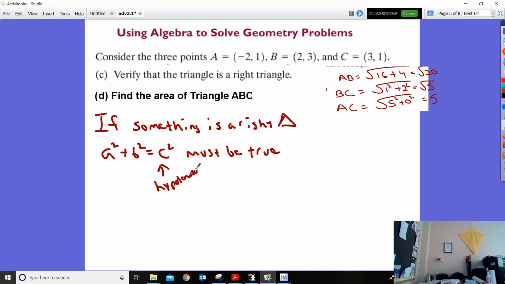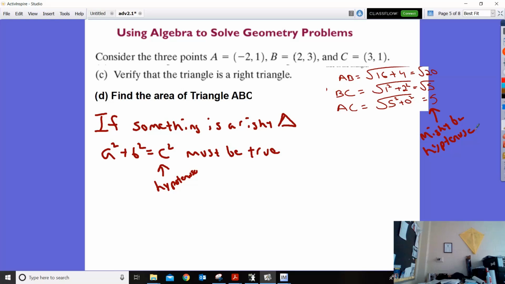Which one of your 3 lengths, root 20, root 5, or 5, is going to be the potential C? The 5. It's the bigger of the 3. This guy right here might be the hypotenuse. I'm using the word might be because I don't know if it's a right triangle or not, but of all 3 candidates, that's the most likely, isn't it?